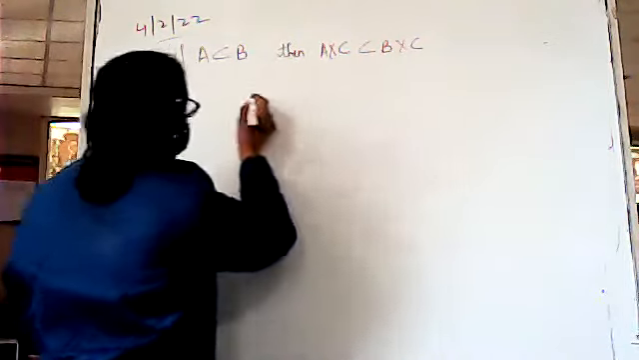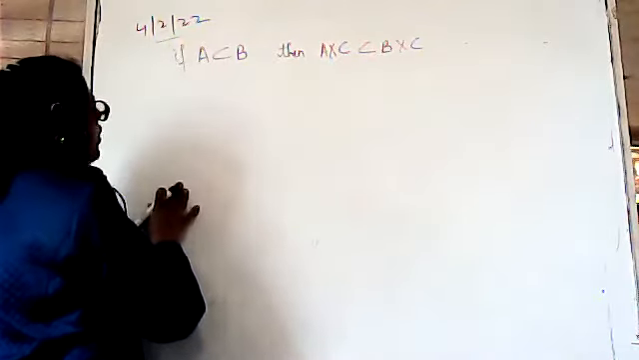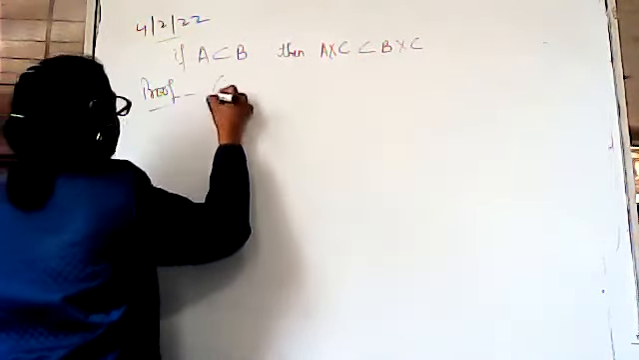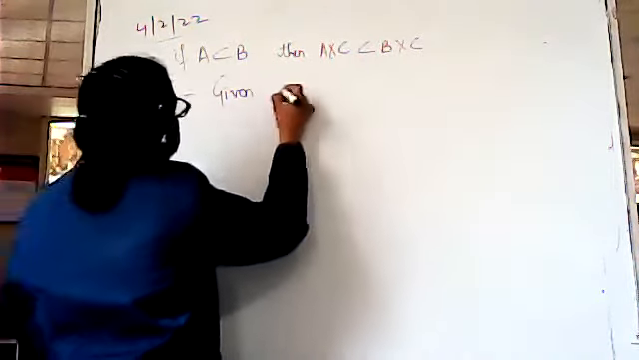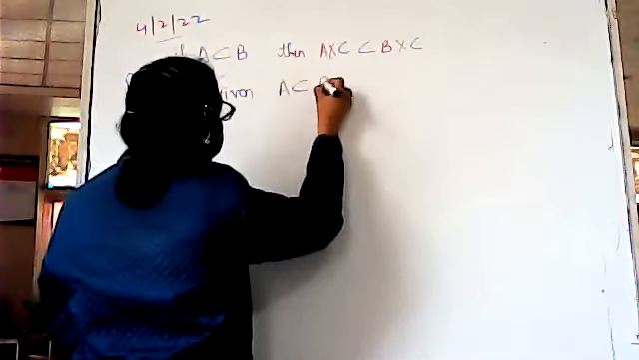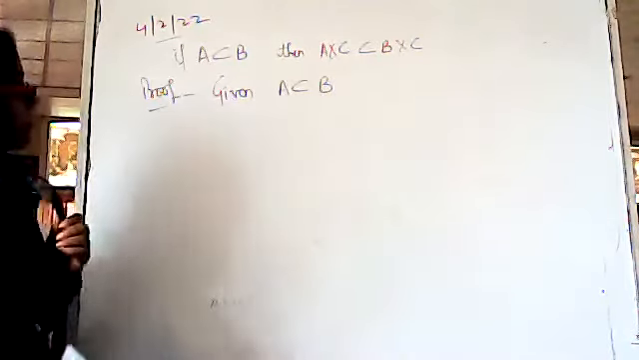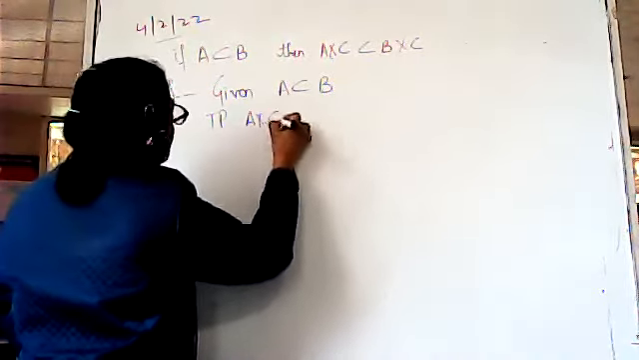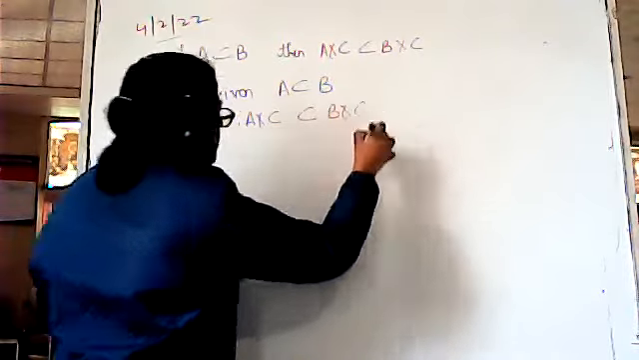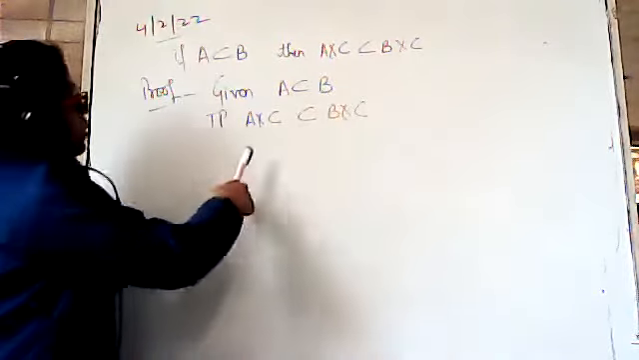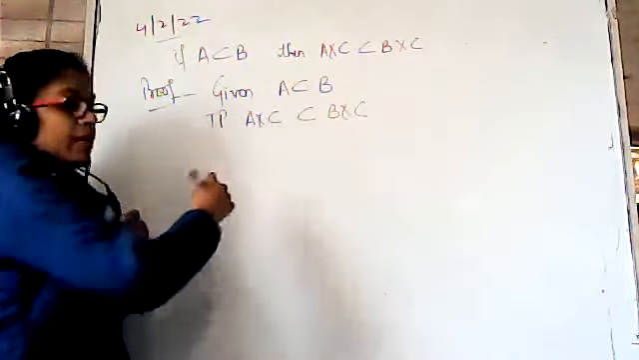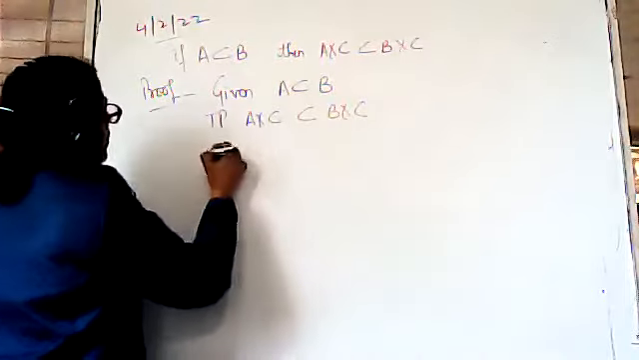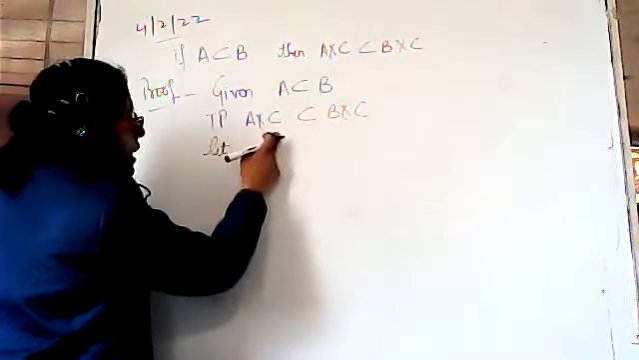I already told you, whenever we want to prove the article, first of all, write proof and then write given. Whatever the condition is given, you have to write it. Given that A is a subset of B. To prove: A cross C is a subset of B cross C. Now, whatever we want to prove, always take the element on left hand side and prove that this element belongs to right hand side. So now the element is A cross C.